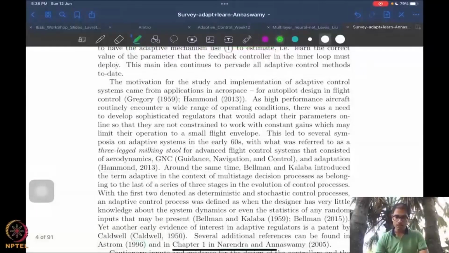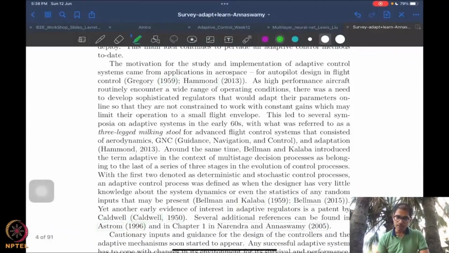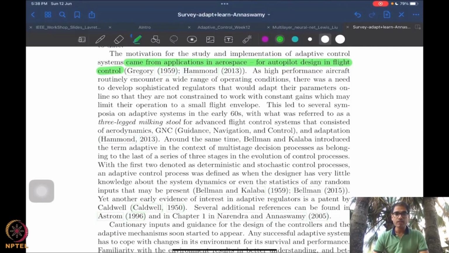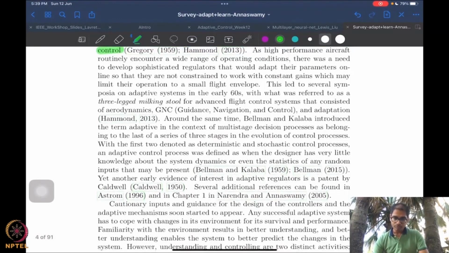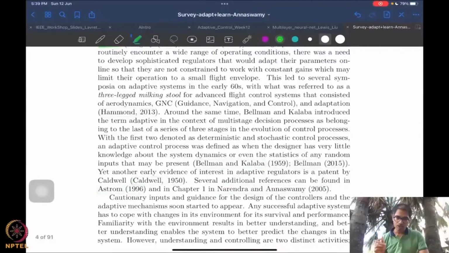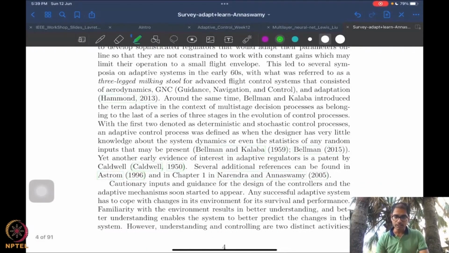A lot of motivation for adaptive control came from applications in aerospace, for autopilot design and flight control, and this still continues to be the case. A lot of more recent work in adaptive control has been applied to autopilots in fighter planes, and these have been field tested successfully, in fact. Of course, getting FAA clearances and security clearances, etc., is a different matter altogether. But they have undergone significant field trials.